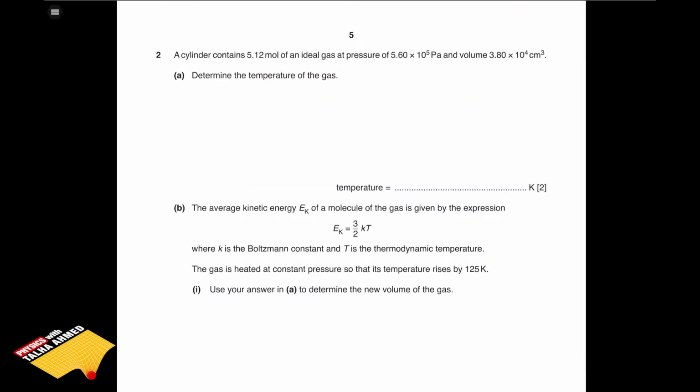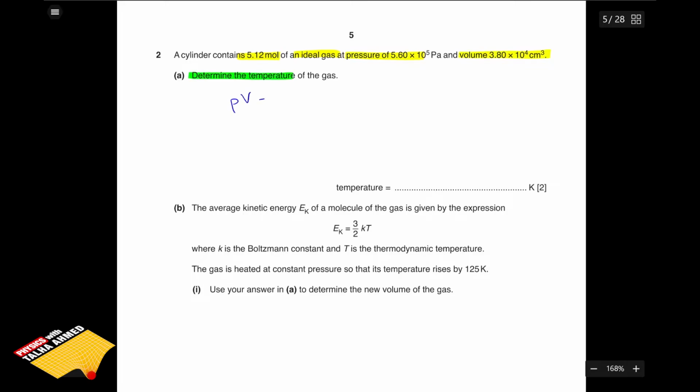So, for question number two, we are dealing with the topic of ideal gases. And you have 5.12 moles of an ideal gas at a certain pressure and a volume. And then you just have to determine the temperature. So, this is quite straightforward again.